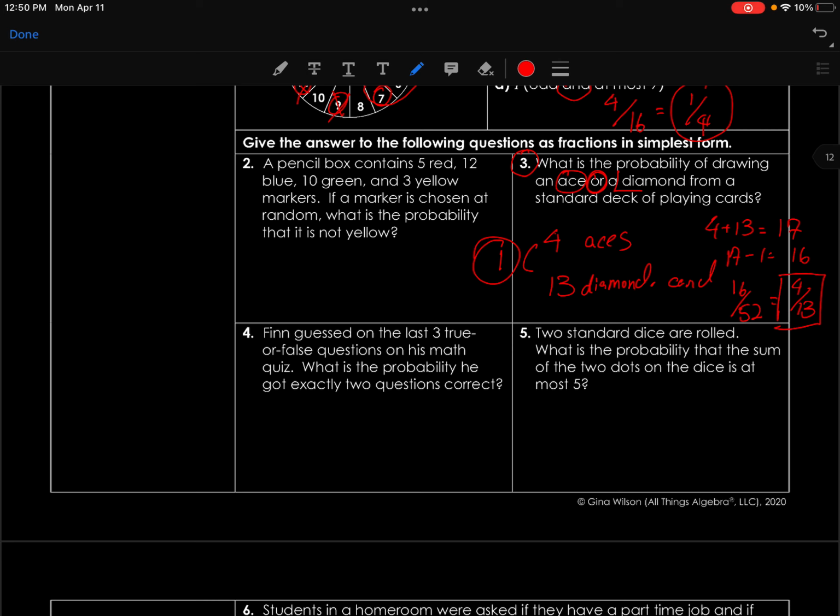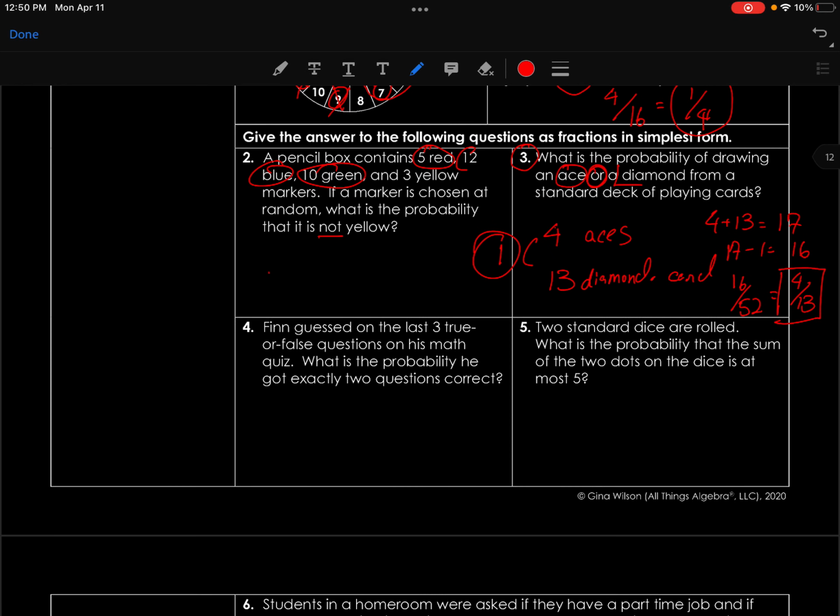Number 2, a pencil box contains 5 red, 12 blue, 10 green, and 3 yellow markers. If a marker is chosen at random, what is the probability that it is not yellow? Well, let's find how many of them are not yellow. There's 5 red, 12 blue, 10 green. Total of 15, 27 out of 30. Therefore, the probability of not yellow is equal to 27 out of 30, and we are done.